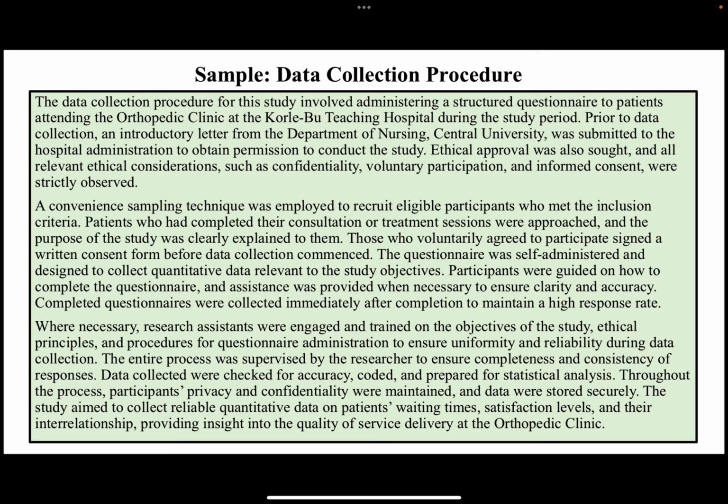When necessary, research assistants were engaged and trained on the objectives of the study, ethical principles, and procedures for questionnaire administration to ensure uniformity and reliability during the data collection. Now, the entire process was supervised by the researcher to ensure completeness and consistency of the responses. Now, data were checked for accuracy, coded, and prepared for statistical analysis. Throughout the process, participant privacy and confidentiality were maintained, and data were stored securely.